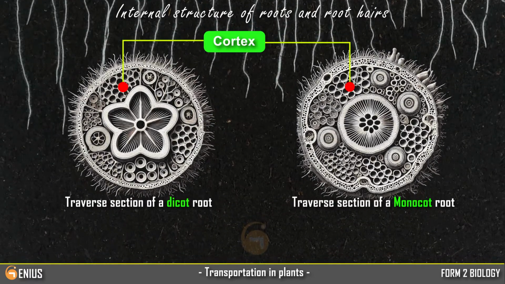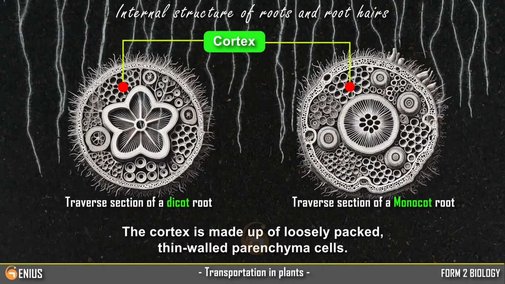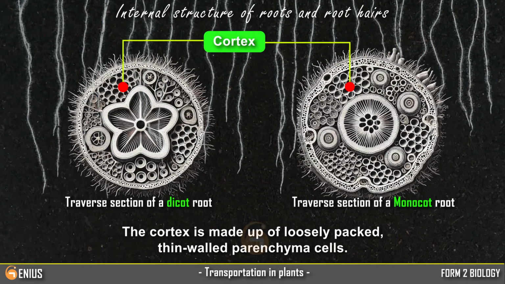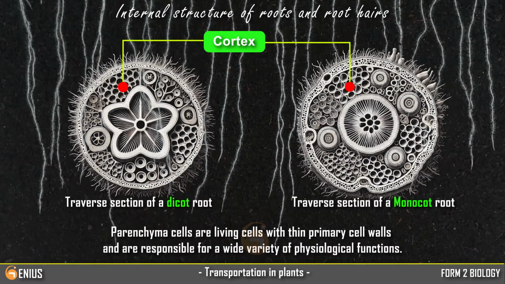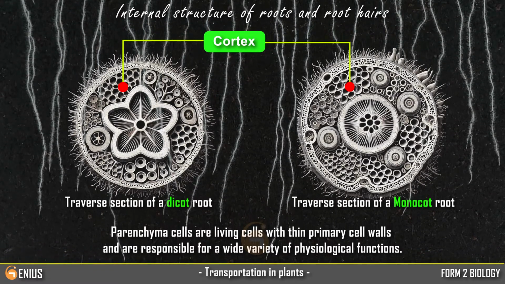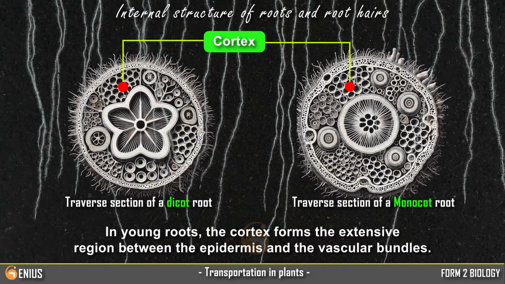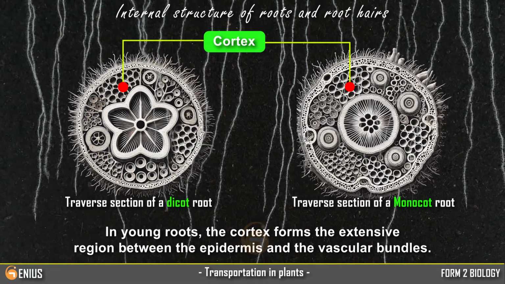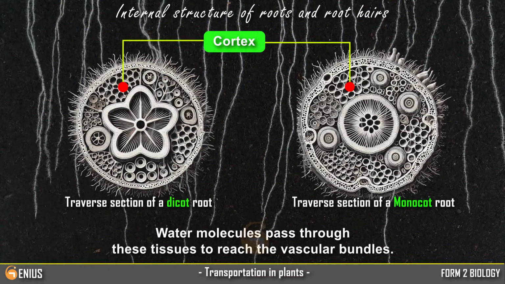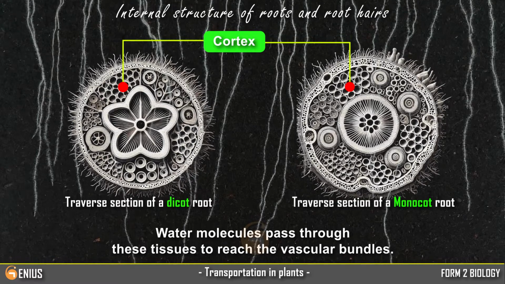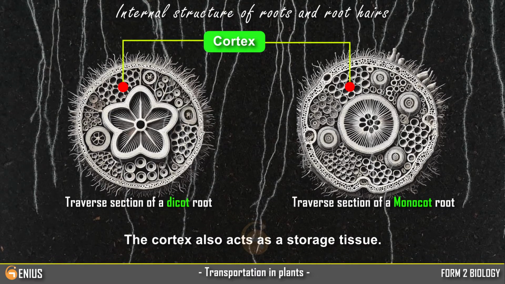Cortex. The cortex is made up of loosely packed, thin-walled parenchyma cells. Parenchyma cells are living cells with thin primary cell walls and are responsible for a wide variety of physiological functions. In young roots, the cortex forms the extensive region between the epidermis and the vascular bundles. Water molecules pass through these tissues to reach the vascular bundles. The cortex also acts as a storage tissue.